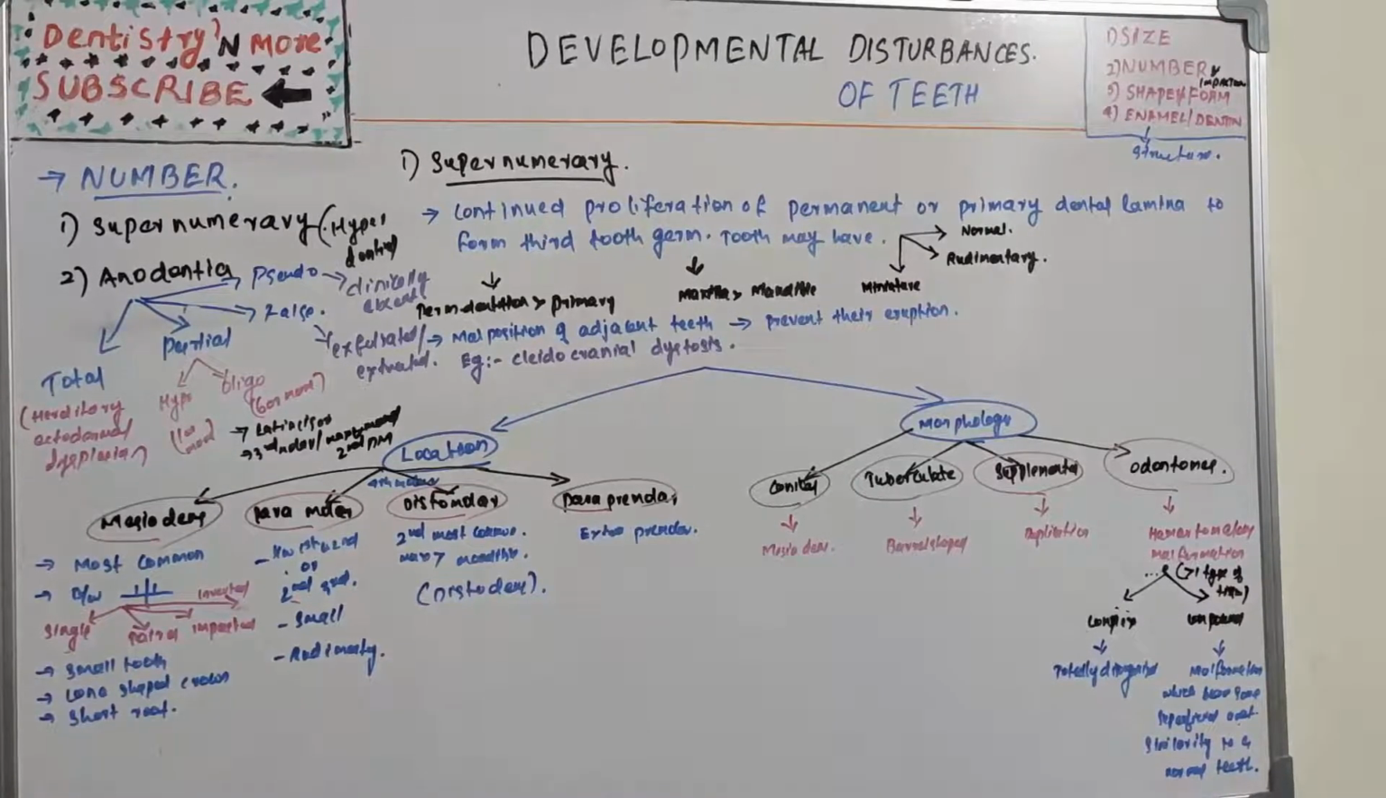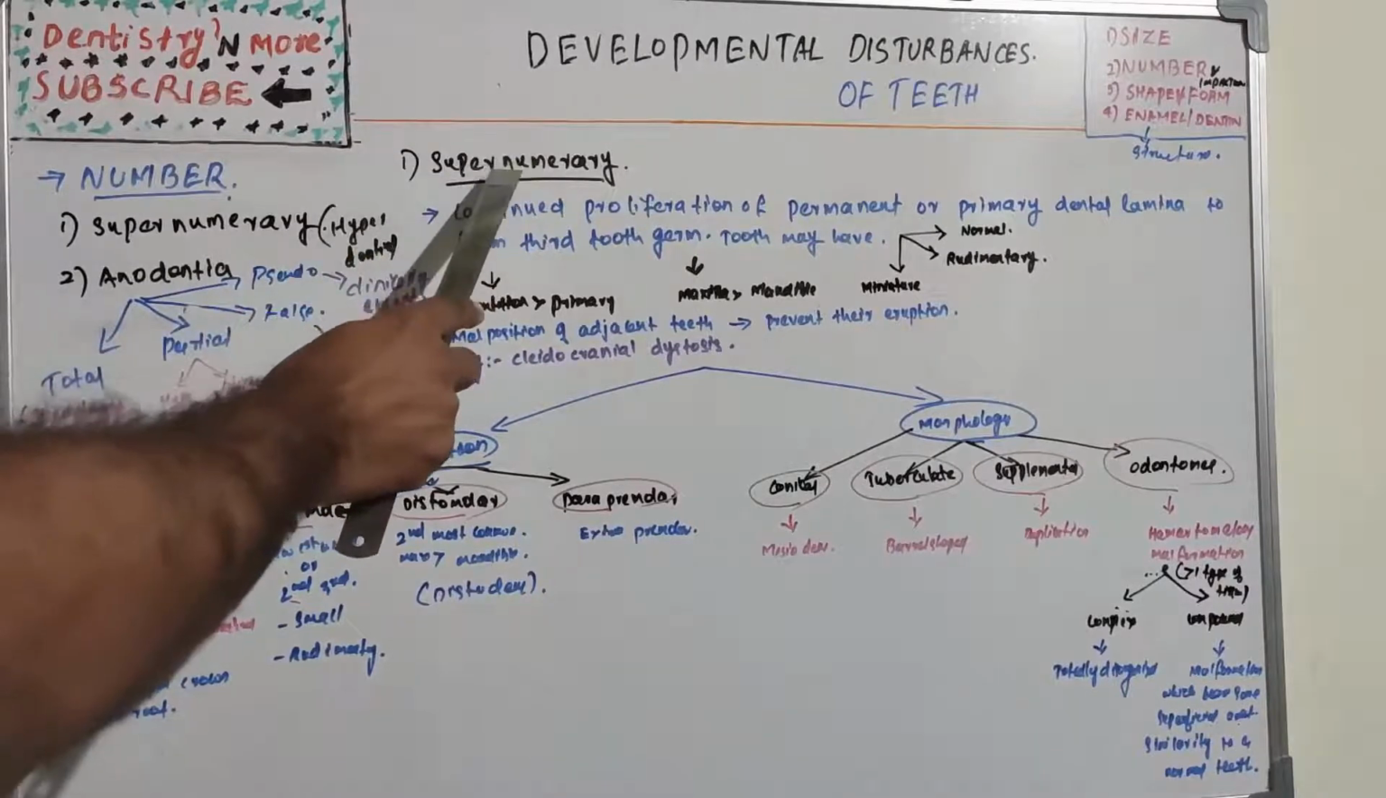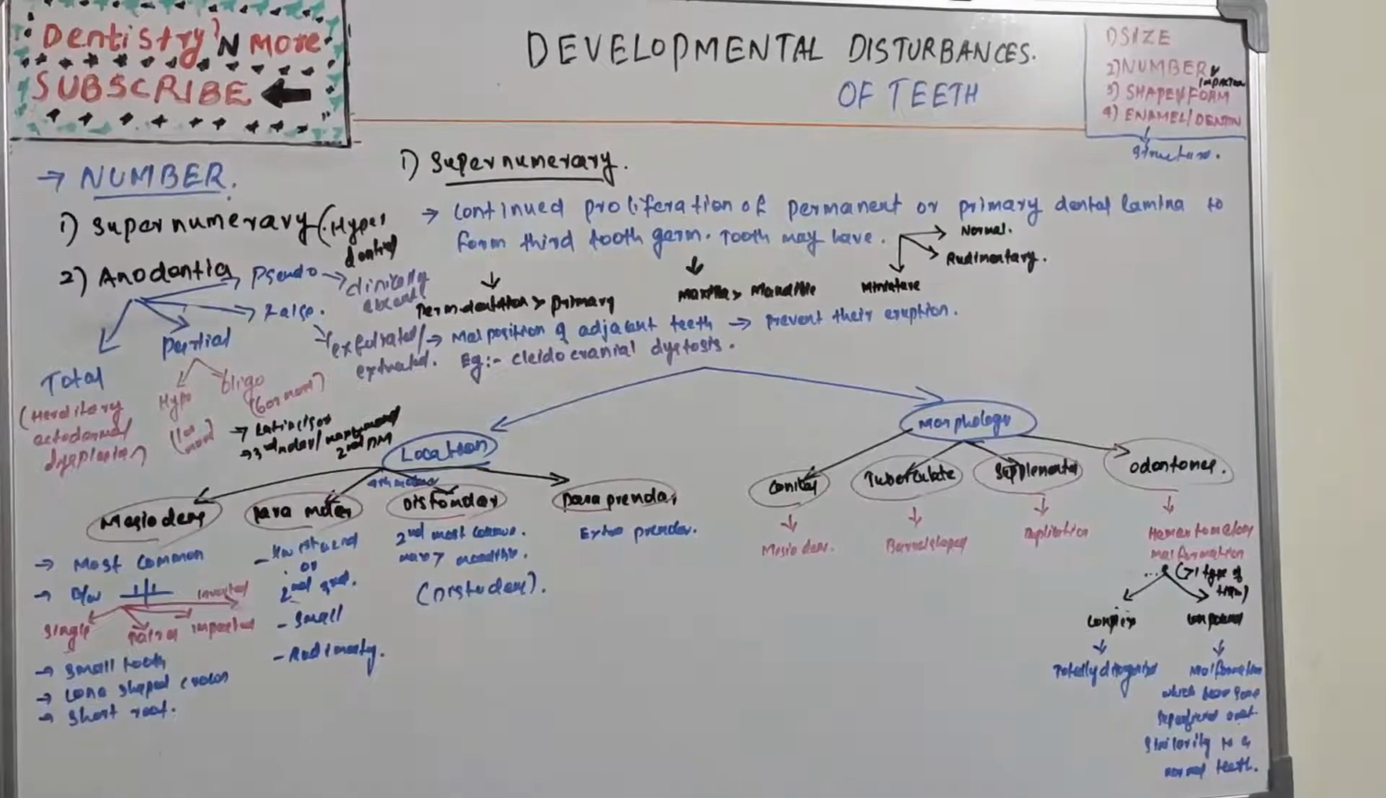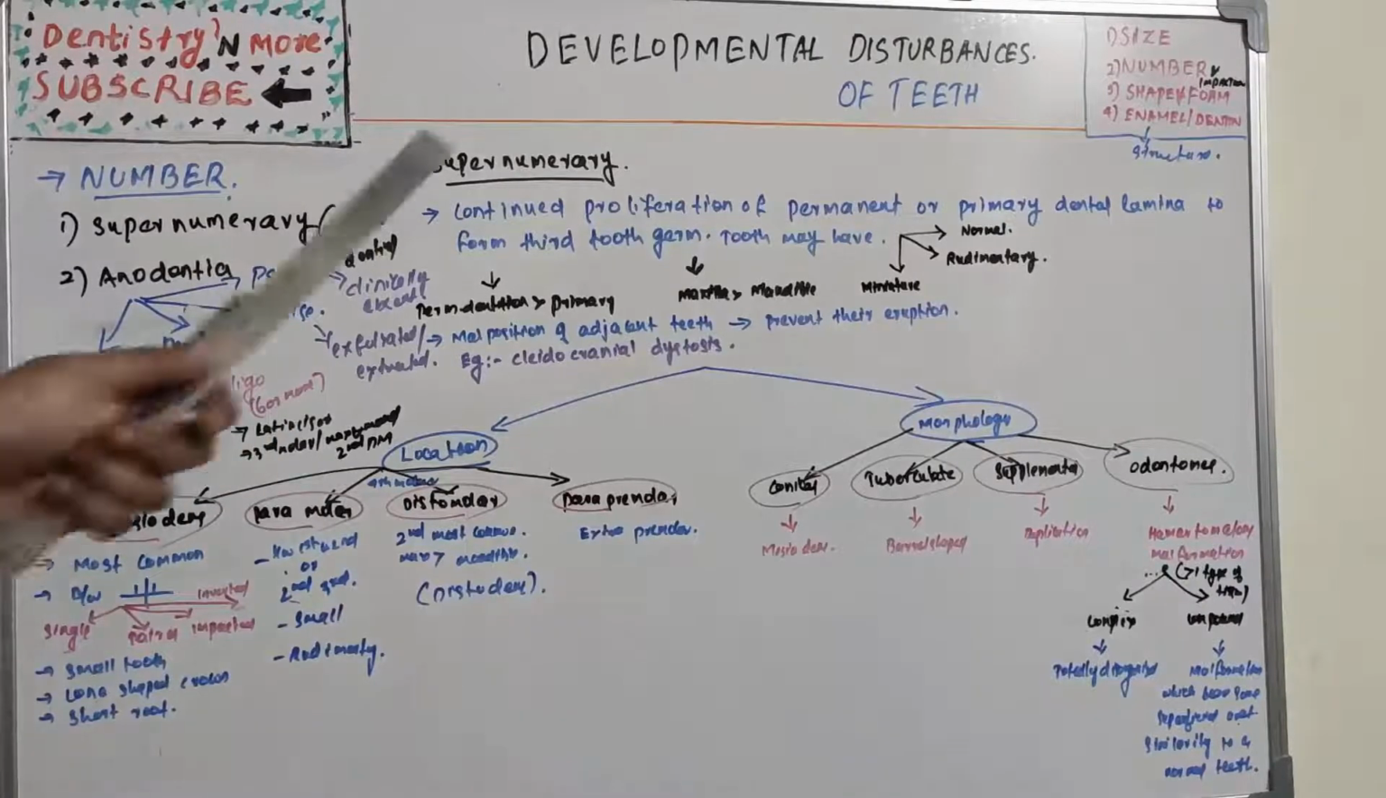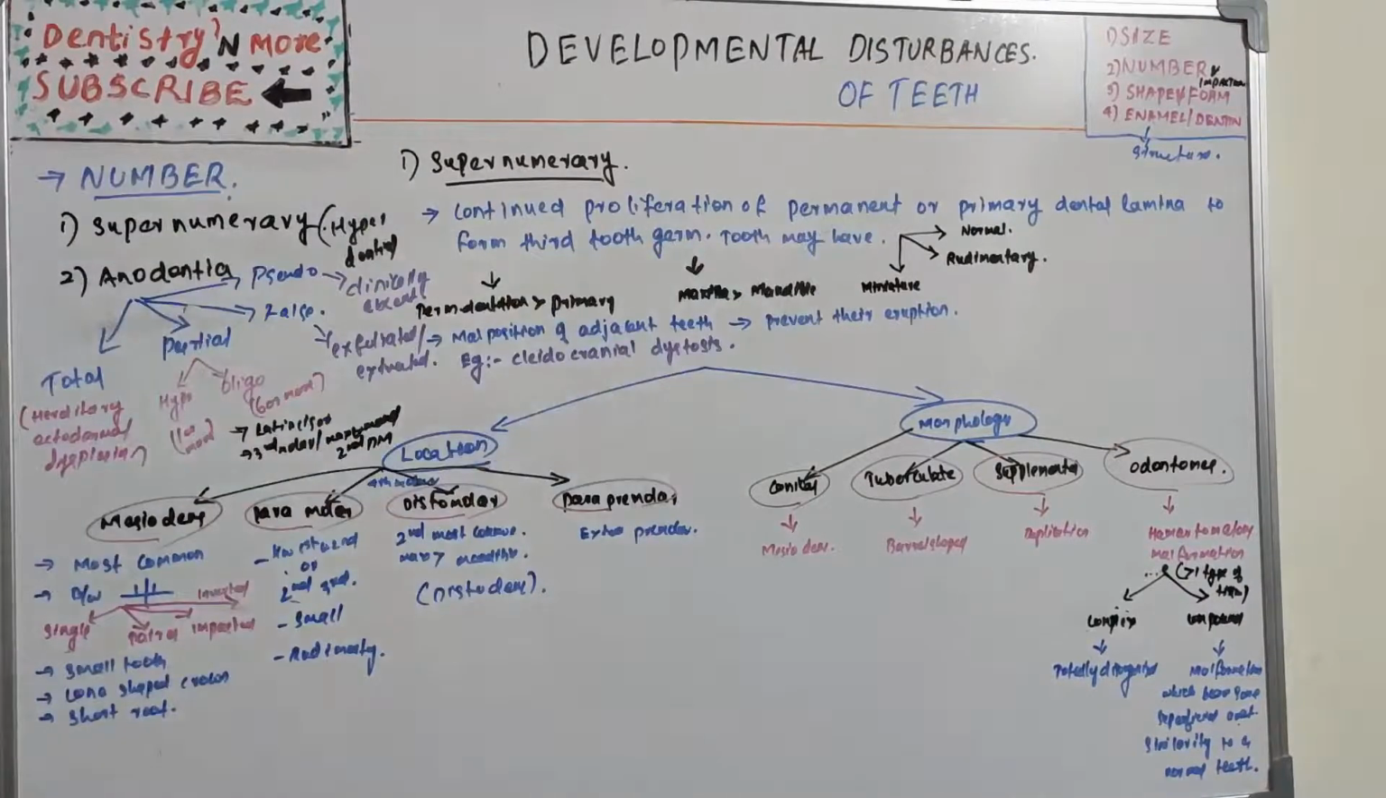Now we'll move on to the supernumerary teeth. In supernumerary teeth, there will be more number of teeth. It is due to the continued proliferation of permanent or primary dental lamina to form a third tooth germ. Basically we have two germs, that is one deciduous and one permanent tooth germ. In addition to that, there will be a third tooth germ. Why is it happening? It is due to the proliferation of dental lamina. We have learned in tooth formation that from dental lamina the tooth arises, so with continuous proliferation, there will be an additional third tooth germ.